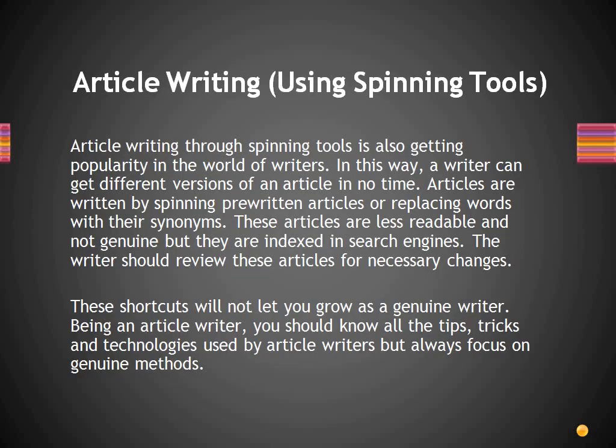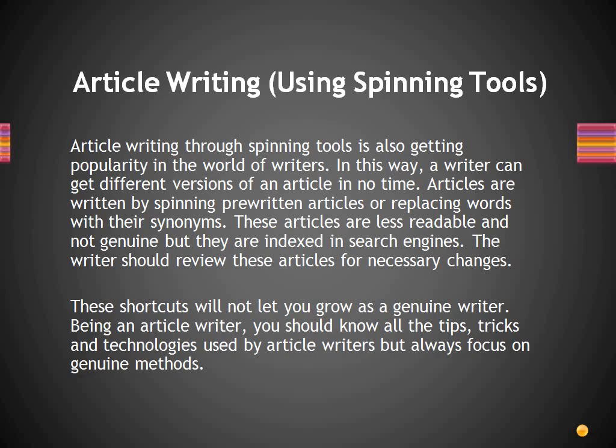Article writing using spinning tools. Article writing through spinning tools is also gaining popularity in the world of writers. In this way, a writer can get different versions of an article in no time. Articles are written by spinning pre-written articles or replacing words with their synonyms. These articles are less readable and not genuine, but they are indexed in search engines. The writer should review these articles for necessary changes. These shortcuts will not let you grow as a genuine writer.